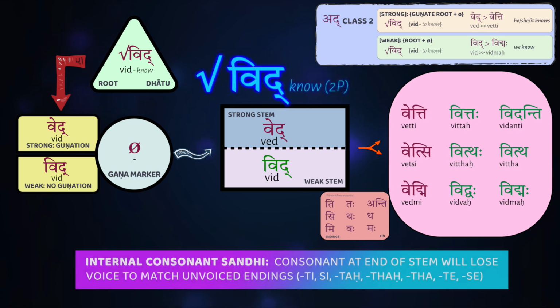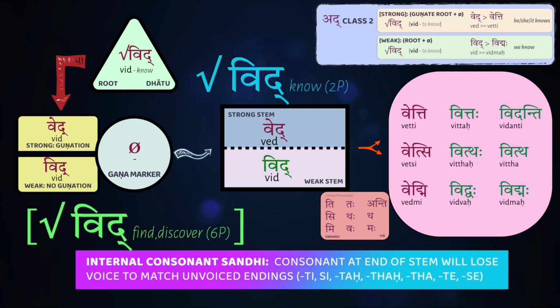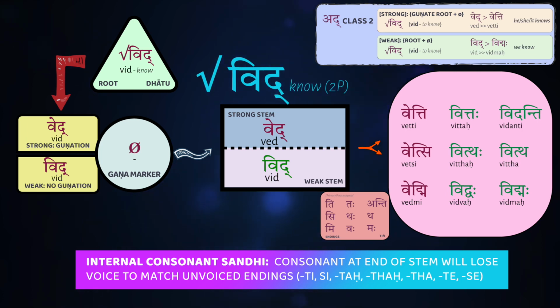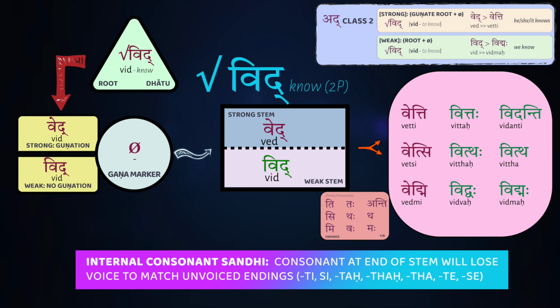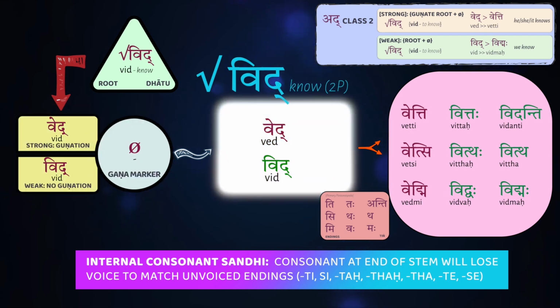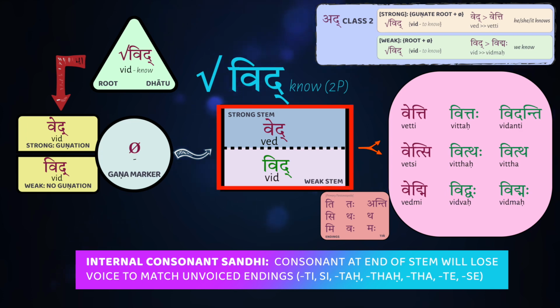The verb vid, for example, has 2 different conjugations. We saw it actually as a 6th class verb, it meant to find or discover, vindati, right? But there's a class 2 form, which means to know, vid. Here, to get the strong stem, we're going to gunate the root and then add nothing. So you end up with ved as your stem. The weak stem, you just take the root and you add nothing, right? And you get vid. So strong stem is ved, weak stem is vid. Now you add your endings.